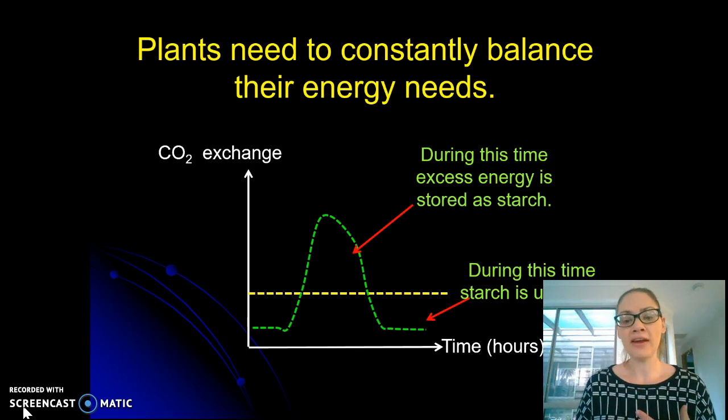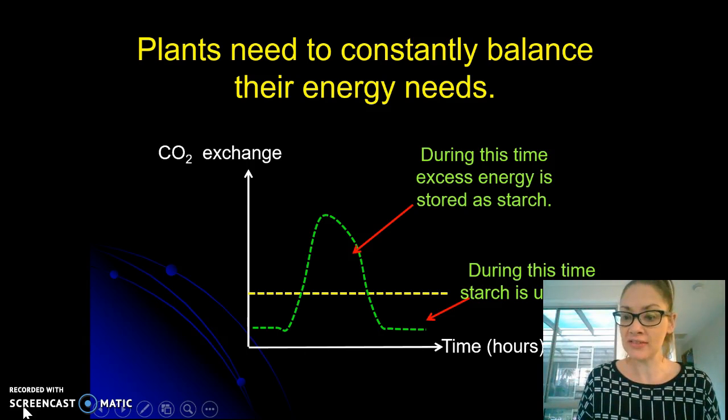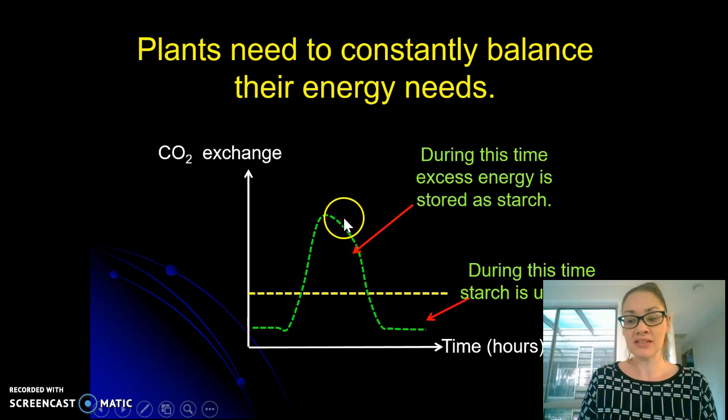In this graph, it actually looks at the carbon dioxide exchange over time. If we follow the green line, when carbon dioxide exchange is low, starch is being used up. That suggests that this will be during the night, because there's not much carbon dioxide going in because the stomata are closed and photosynthesis isn't occurring. When I've got maximum carbon dioxide exchange, that would suggest that photosynthesis is at its greatest.